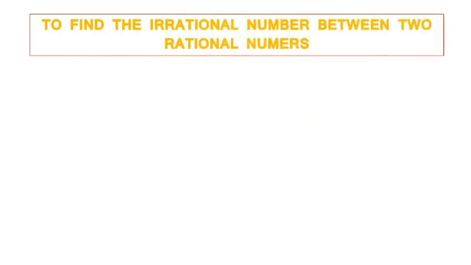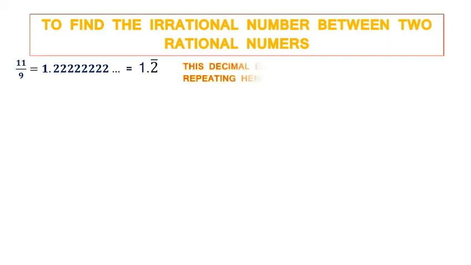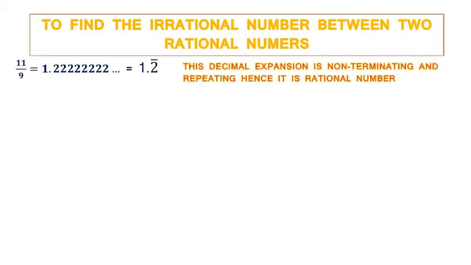Next, we are going to find the irrational number between two rational numbers. 11 divided by 9 is a rational number. When we divide 5 by 3, we get 1.6666, which is non-terminating and repeating. Hence, it is a rational number.